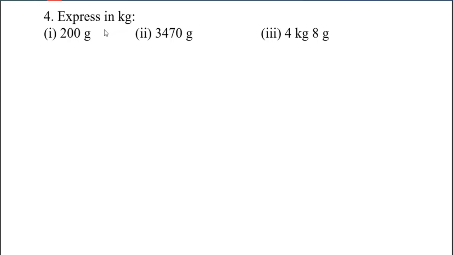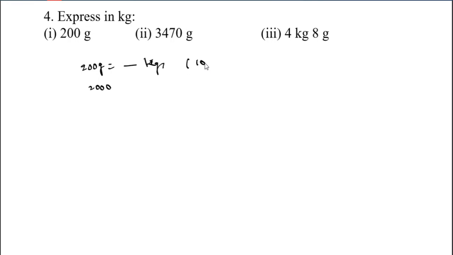Express in kilograms. That means lower to higher. Here grams is given. Convert this lower unit to higher unit. The procedure is the same; in the previous problem we did the same. 200 grams is equal to how many kgs? To convert lower to higher, you must divide. What is the relation between grams and kgs?